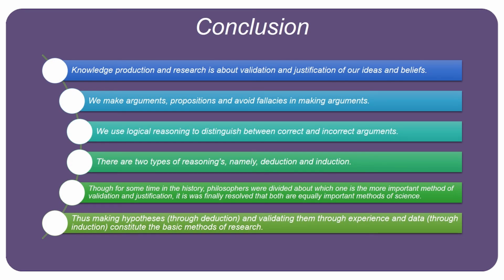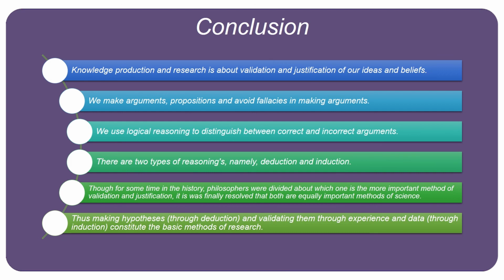So, in conclusion, we can say that knowledge production and research is about validation and justification of our ideas and beliefs. We make arguments and propositions, and avoid fallacies in making arguments. We use logical reasoning to distinguish between correct and incorrect arguments. There are two types of reasoning, namely deduction and induction. Though for some time in history philosophers were divided about which one is more important, it was finally resolved that both are equally important methods of science. Thus, making hypotheses through deduction and validating them through experiential data or experiment constitutes the basic method of research.